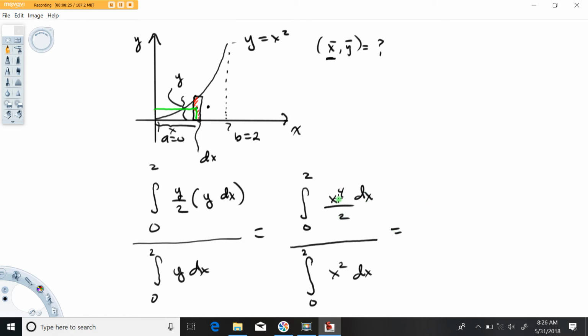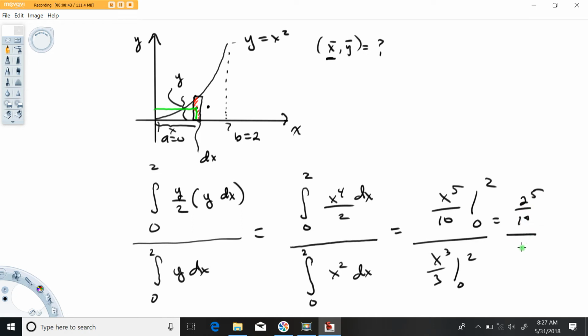That one is going to integrate x to the fifth over 5. Keep in mind there's a 2 down there already. Bottom one is going to integrate to x to the third over 3, just like it did before. That's going to give us 2 to the fifth over 10 over 2 to the third over 3.